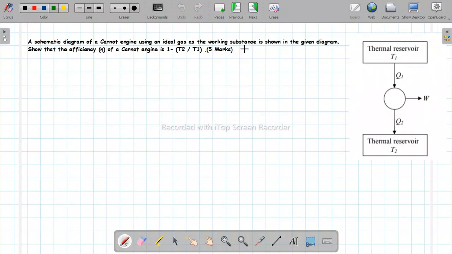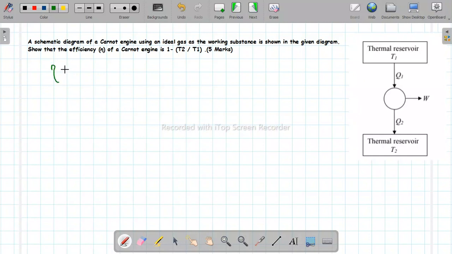A schematic diagram of a Carnot engine. Carnot engine is an ideal heat engine, right? A Carnot engine using an ideal gas as the working substance is shown in this diagram. We have ideal gas here as the working substance. We have thermal reservoirs, source at high temperature and then sink at low temperature. Show that the efficiency of Carnot engine is 1 minus T2 over T1.